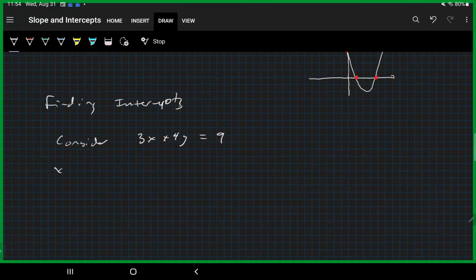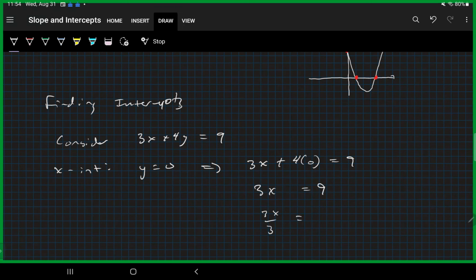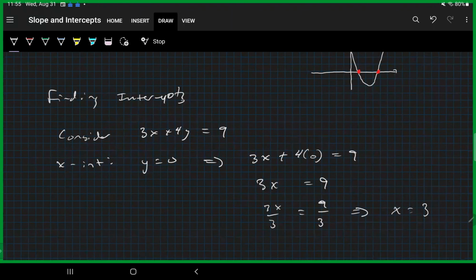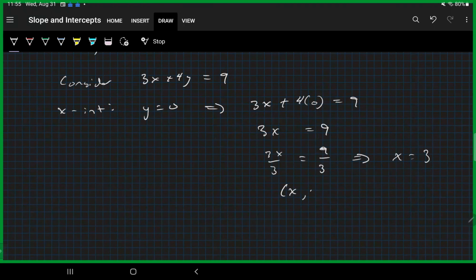So for my x-intercept, we're going to set y equals 0 and evaluate that. So it's 3x plus 4 times 0 is 9. 3x is 9 because 4 times 0 is 0. So 3x divided by 3 is 9 divided by 3. And that gives me my x value is 3. And so my x-intercept is 3, 0. And that's all there is to that.